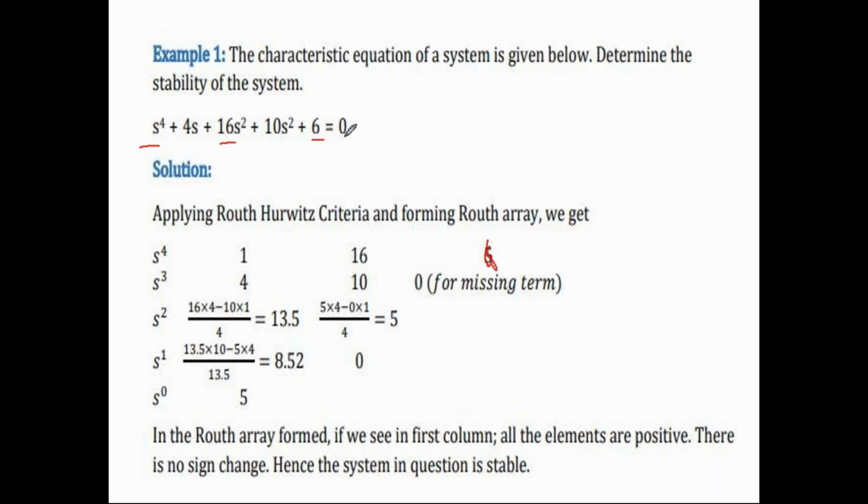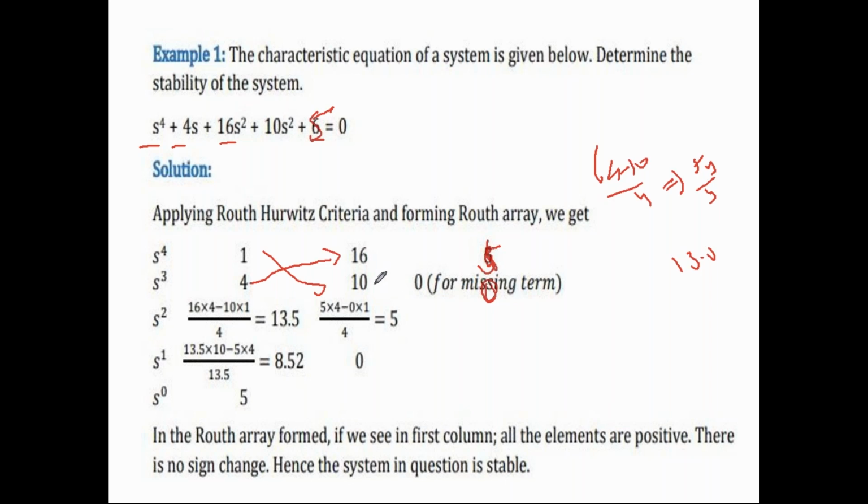Or 5. So let's take it as 5. Next, the second row, that is odd coefficients, that is 4 and 10, 4, 10 and the remaining. Here it is missing, so where it is missing, we put 0 there. Okay. Next, you have to find the rows of s power 2, s power 1, s power 0. So how does the s power 2 first element come? 4 into 16 minus 10 into 1 divided by 4. So 64 minus 10 divided by 4, so you will get 54 divided by 4, which is 13.5.